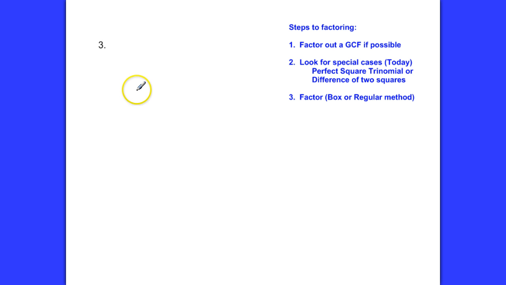Let's look at another one now. We've got a few more examples we do need to work through. 16x squared minus 81. All right, number one. Greatest common factor? Nope. Don't see one there. No common factors. Special cases. Well, it's not a perfect trinomial square because there's only two terms. A trinomial square has to have 3. But it could be a difference of two squares. It's a difference. The subtraction sign, it's a difference.